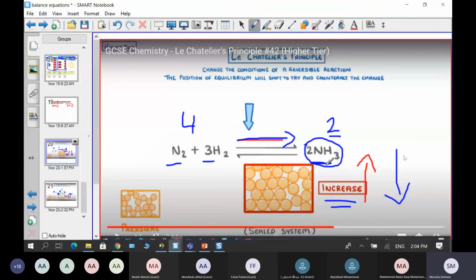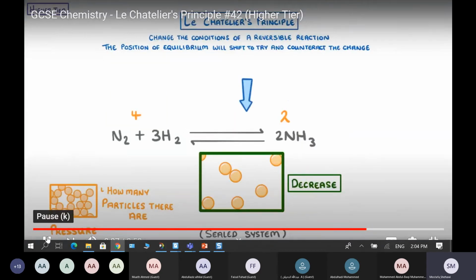Number 1, increasing the pressure. Number 2, conduct the experiment in a cold medium, or ice bath. Okay, these are 2 conditions to increase the amount of ammonia gas that is produced. Let's continue listening.